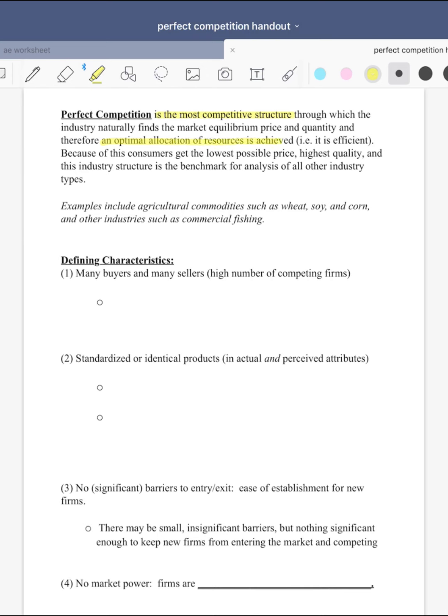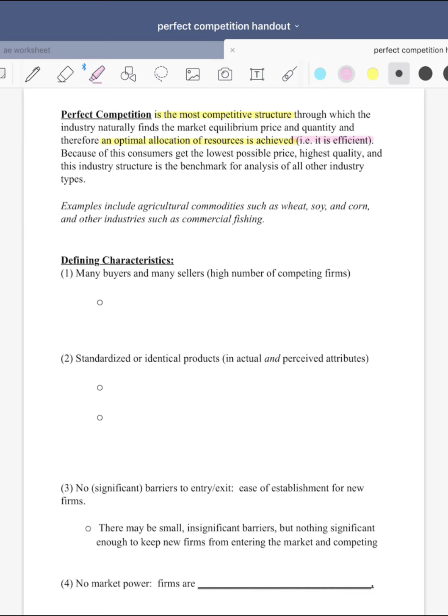We're going to look at the number of firms in the industry. We're going to look at the degree of product standardization, so how similar are the products. We're going to look at the degrees of barriers to entry or exit. And lastly, we're going to look at market power. So let's start with perfect competition.